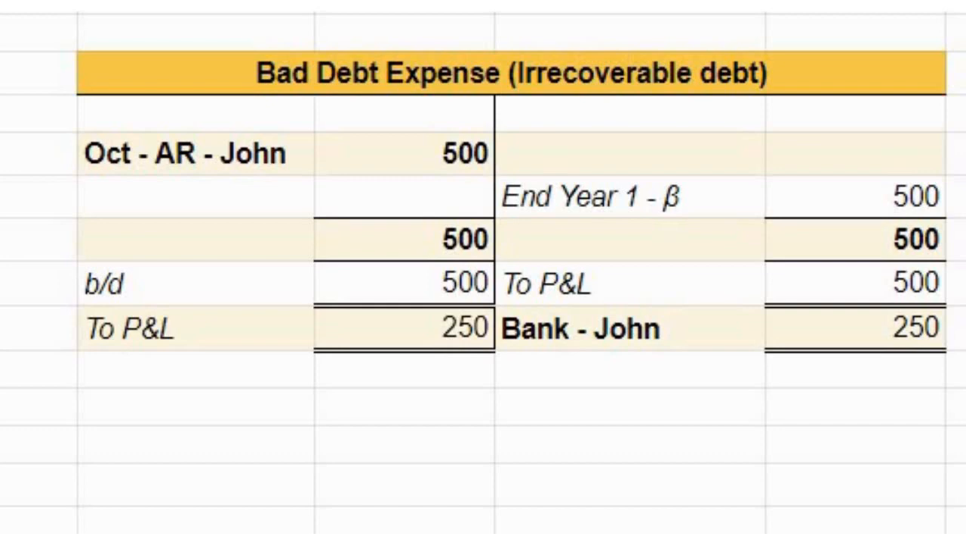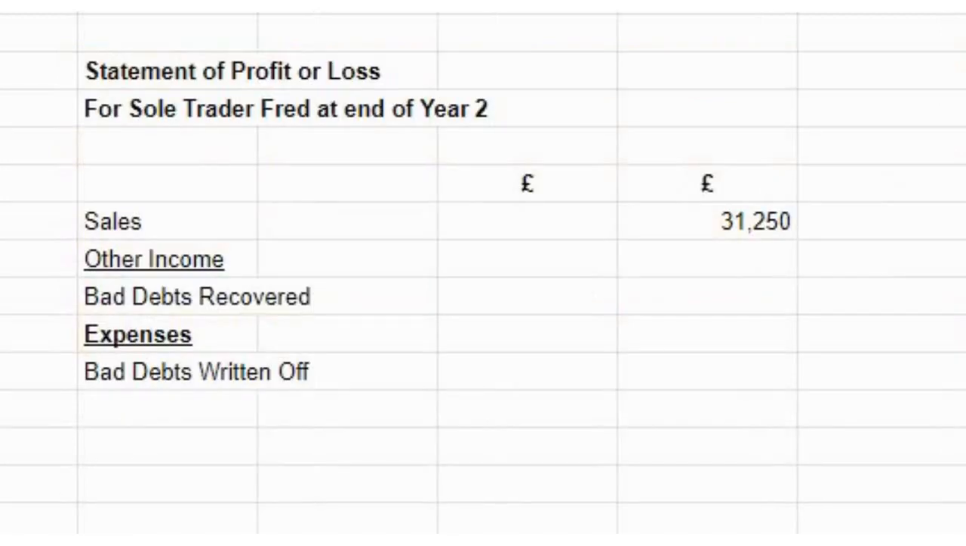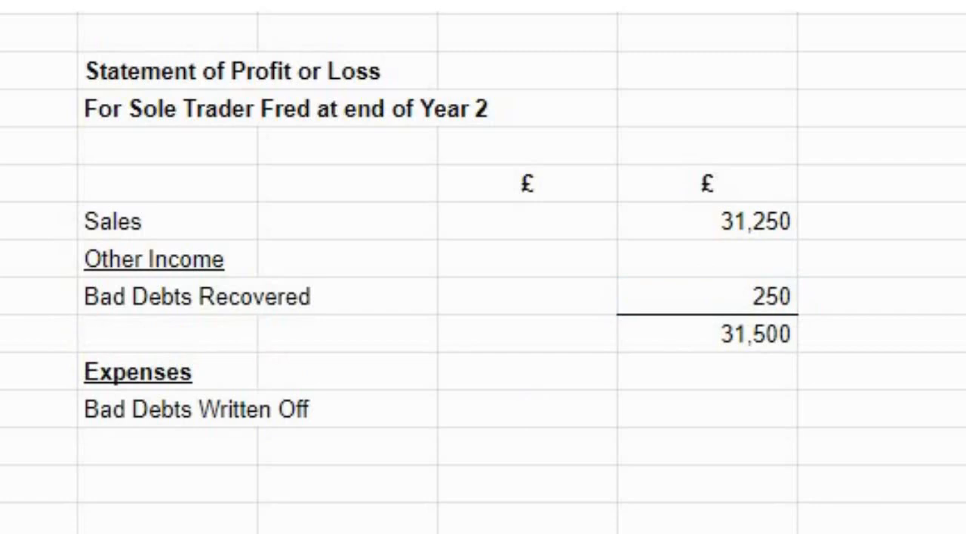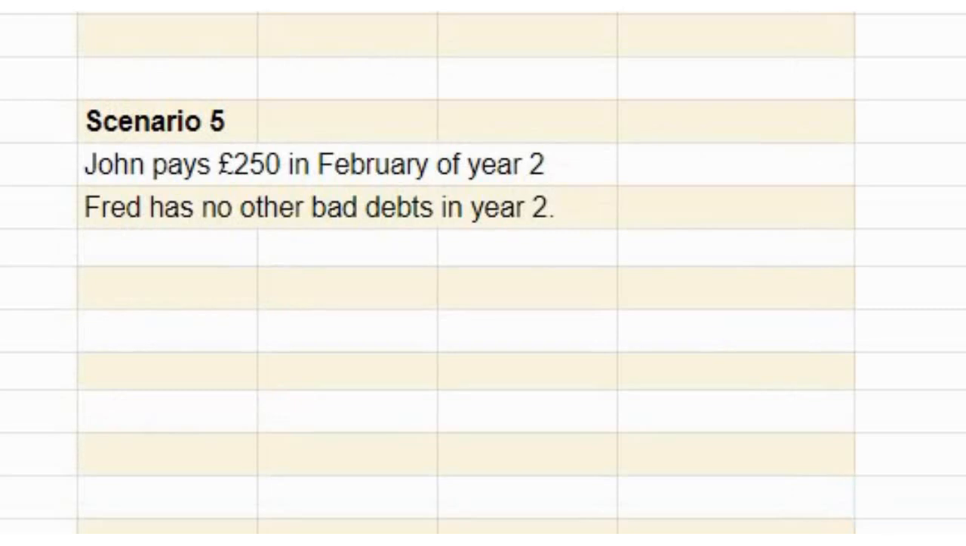Well, we're still going to empty or transfer the balance, the £250, over to the profit and loss statement, but instead of putting a credit into an expense account, which would be silly, we're going to put the £250 as other income of bad debt recovered. And this would give a total income of 31,500. And that's how to put the accounting entries in for scenario 5.